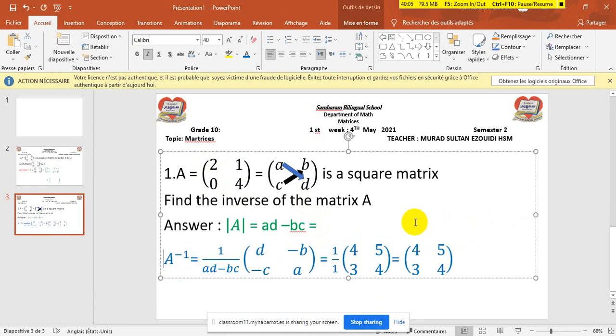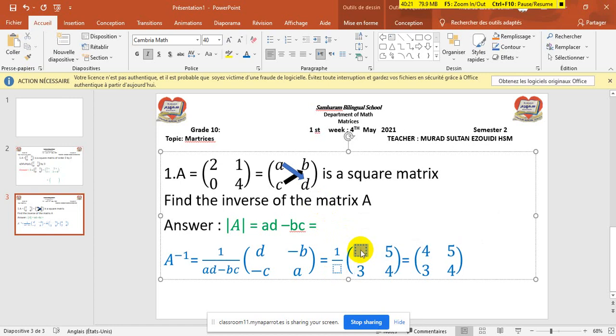Then A minus 1, the inverse of the matrix, will be like that. Here you will write 1 over 8 because the determinant should be equal to 8. Then you will complete this one using the formula. Means 4 will be here, 4 will be here, this 2 will be here, 0 will be written here, minus 0 is 0, and minus 1 should be written here. Clear?